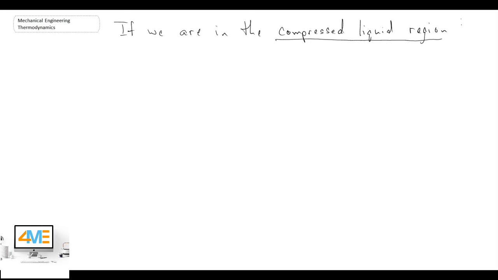Now, if you're to the left of the saturated region, you are in what is referred to as being the compressed liquid region. And so there you have not gone into a phase change process yet. So the compressed liquid region. And in the back of the book, you'll find tables that say things like compressed liquid water.